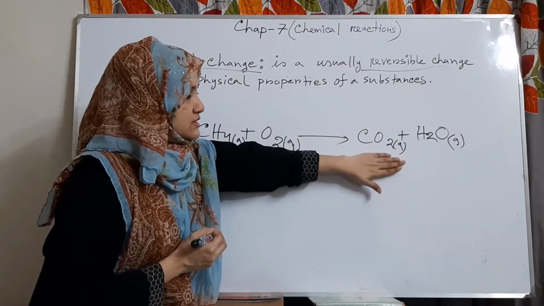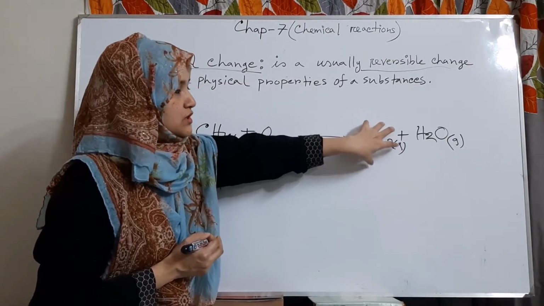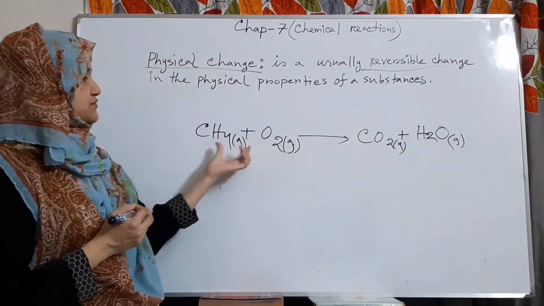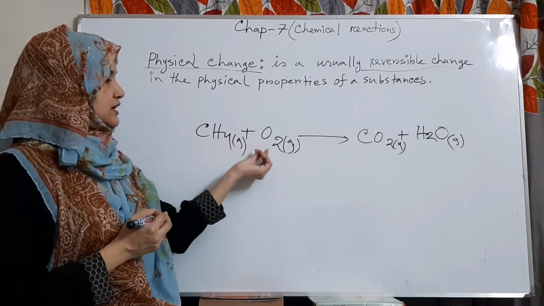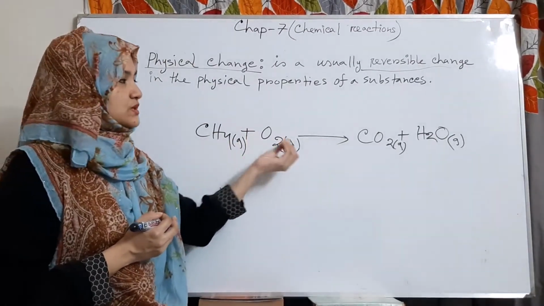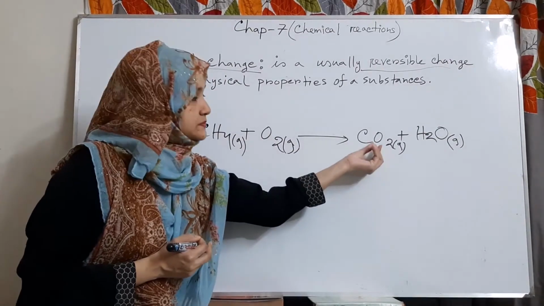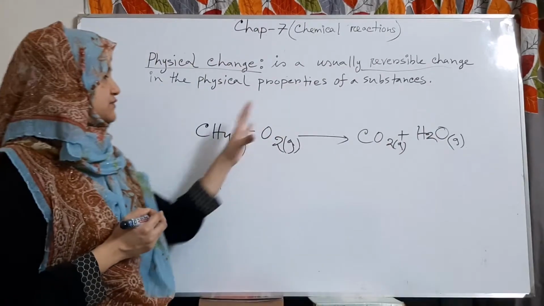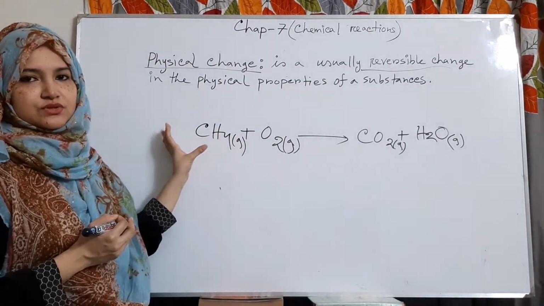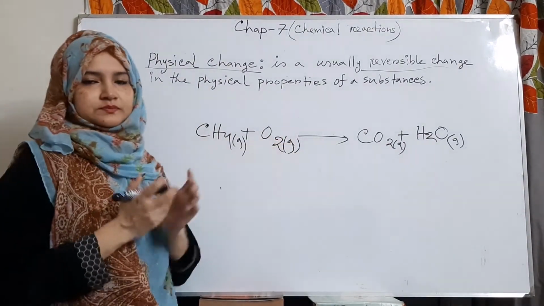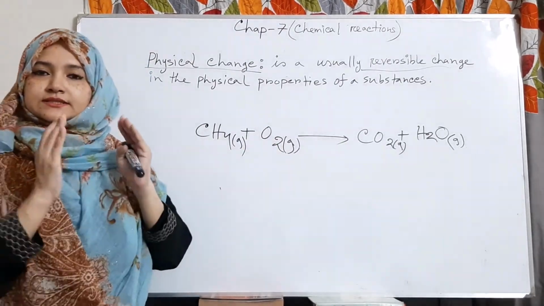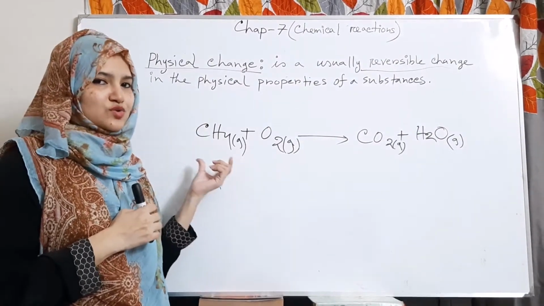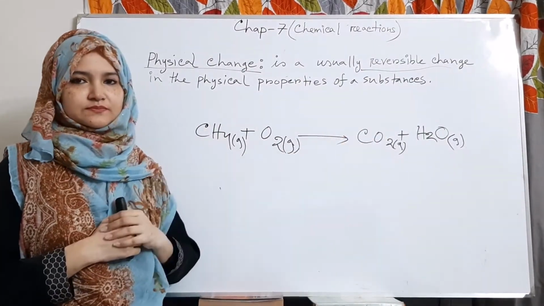And we can easily observe that the molecular formulas of carbon dioxide and H2O, the water molecule, are totally different from CH4, methane, and O2. That's why the chemical properties of carbon dioxide and water are totally different from the reactant molecules, methane and oxygen. And this change is known as a chemical change, and this is also known as a chemical reaction.